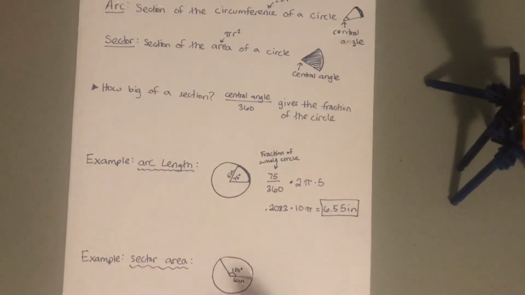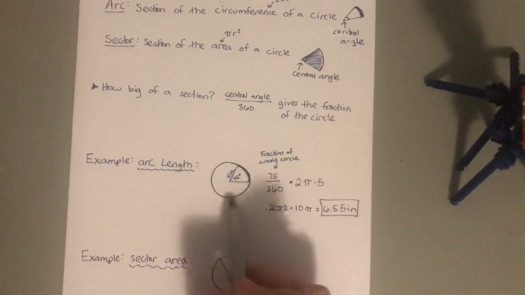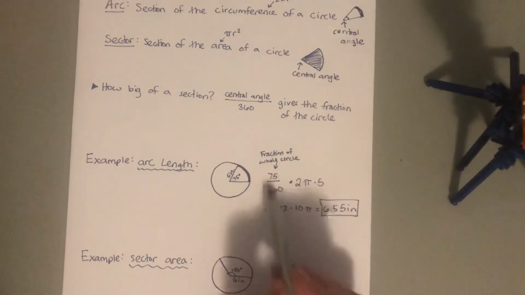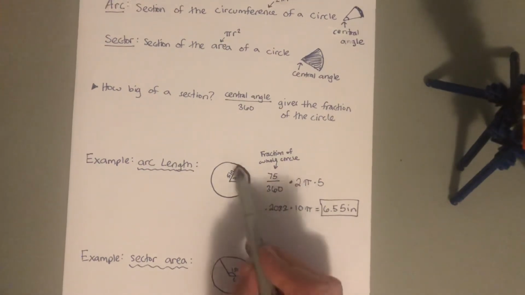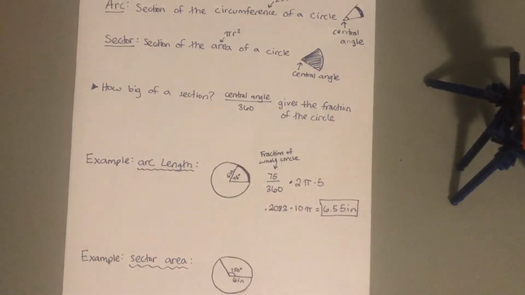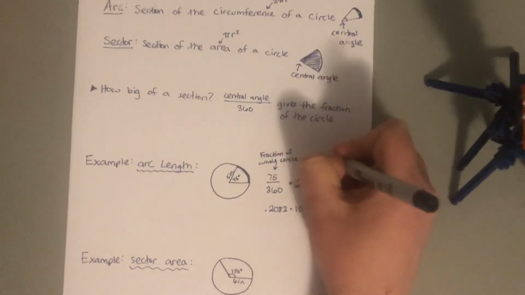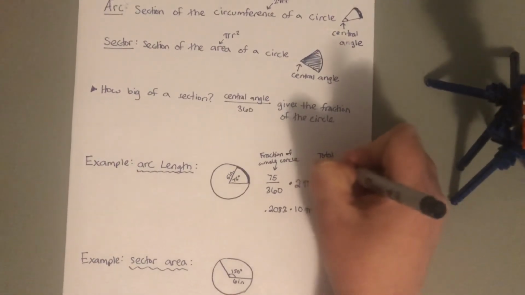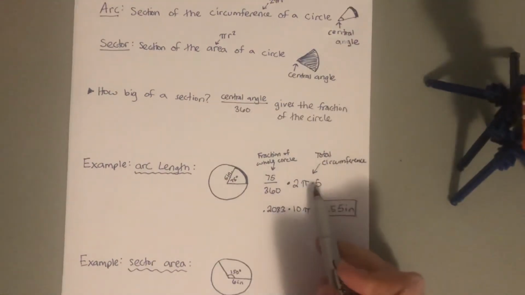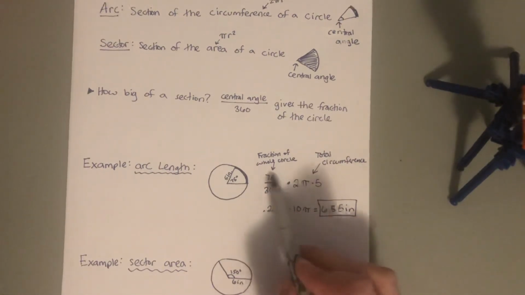So this would give us the length of the entire distance around the circle, but we're just going to multiply it by this fraction here, and that gives us the part we're looking for. We only want the arc that goes through 75 degrees of the entire 360 degrees. So this is the total circumference, and then you multiply that by the fraction of the whole circle that you're looking at.